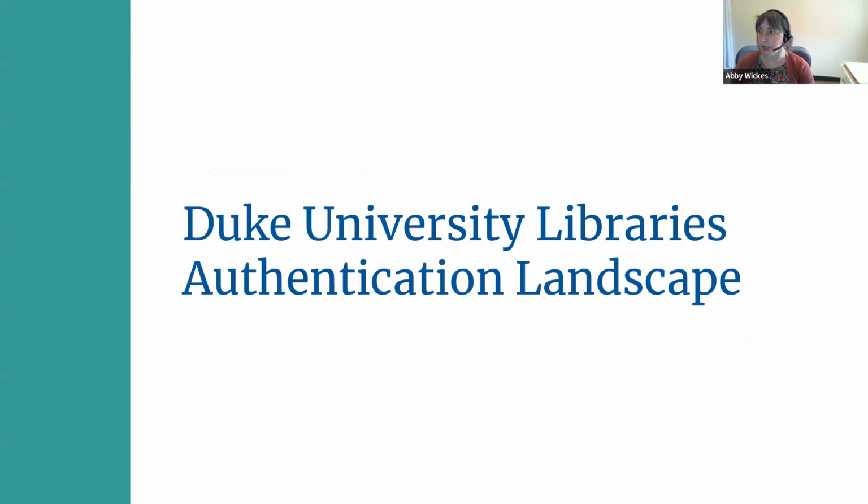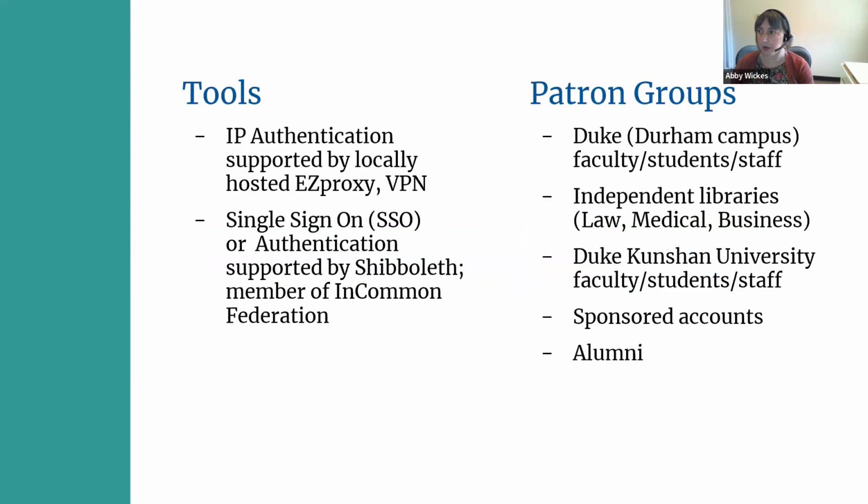So here is some more detail on what authentication looks like at Duke. We use IP authentication for most e-resources. This is supported by a locally hosted version of EasyProxy, and we also have VPN available. We also have SSO implemented for most of the big publishers, and Zhaneille is working on getting it set up for more and more. Our main user groups are Duke faculty, students, and staff, primarily based in our Durham campus.